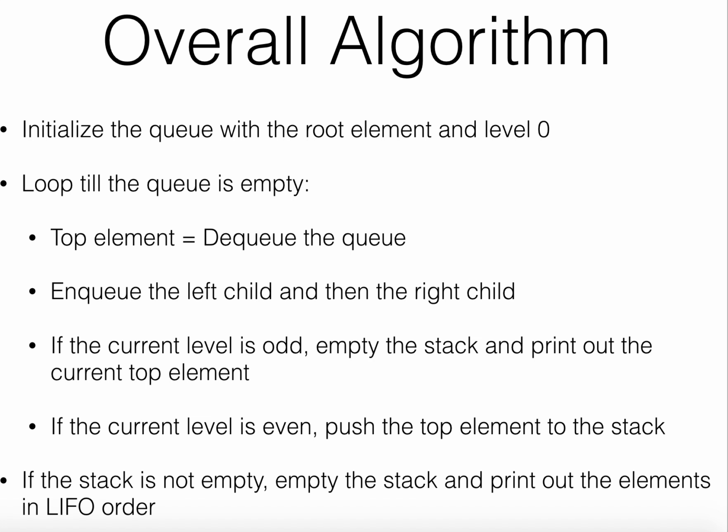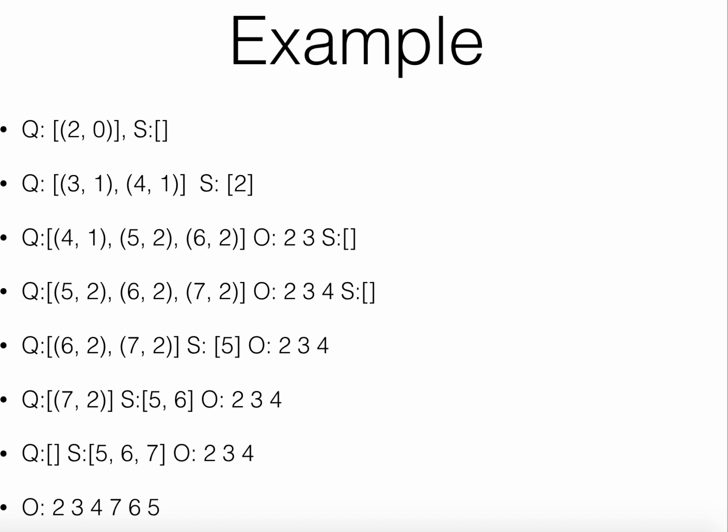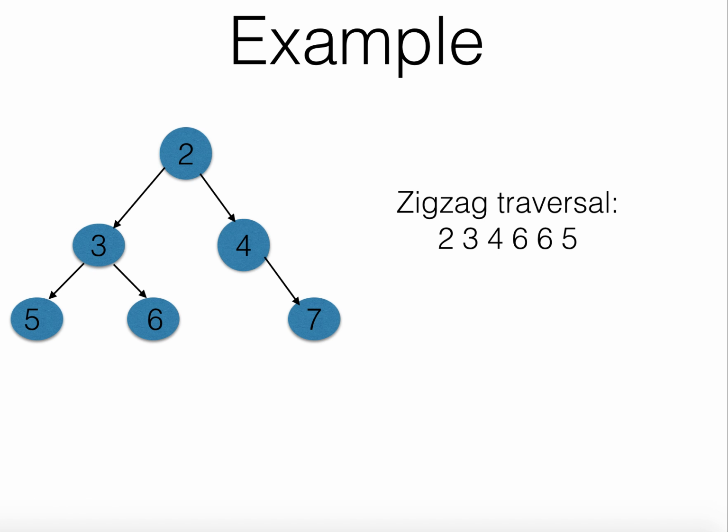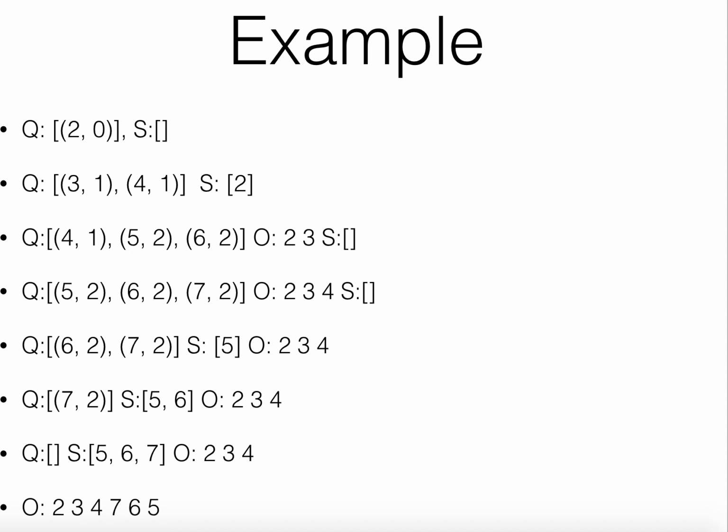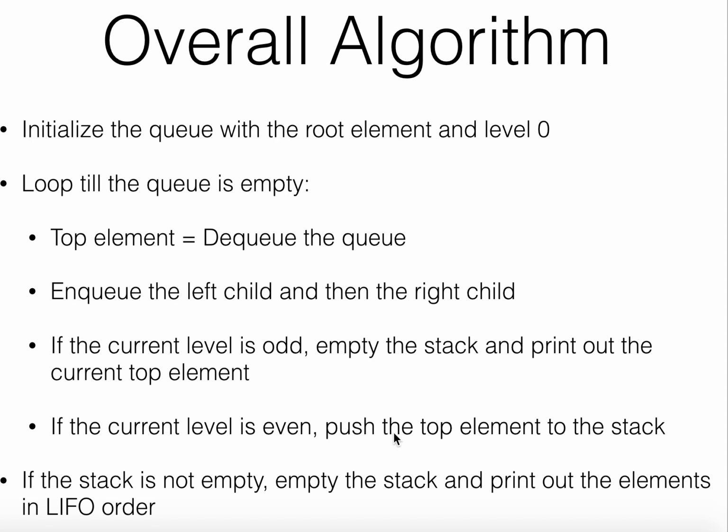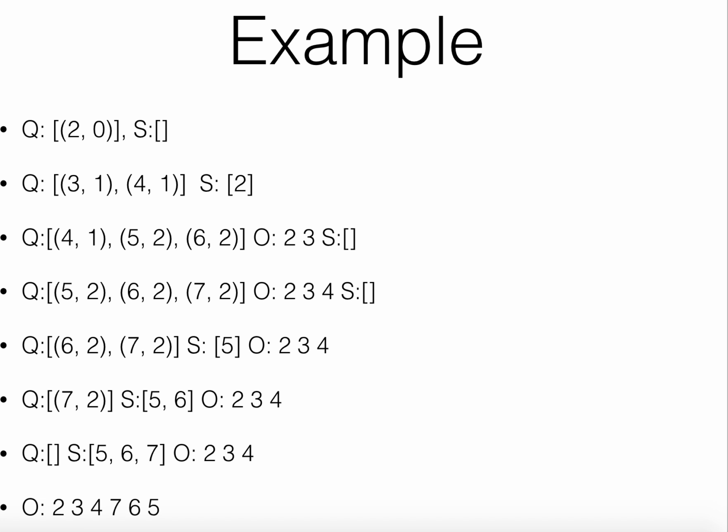So let's try to understand this with an example, that would be best. For the tree that we had over here, we would start with a queue with the value 2 and the level 0. And your stack would be initially empty. Now you would dequeue the queue, so your top element right now is 2 and the level is 0. And as we saw in the algorithm, if the current level is even, then push the top element onto the stack. So now our stack becomes 2.